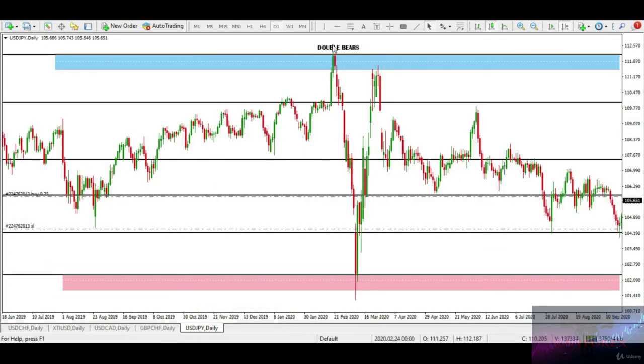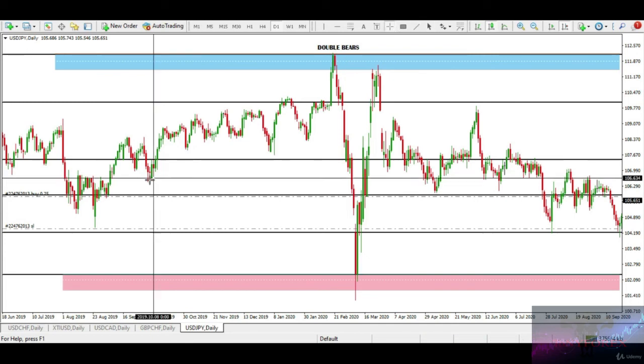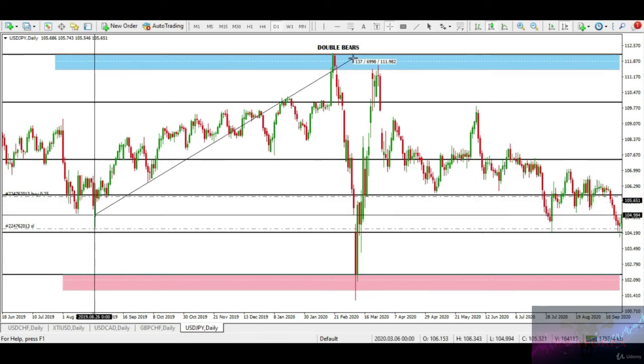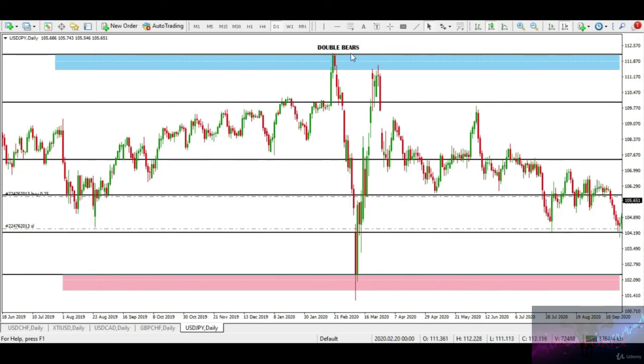Finally, the last example is of US dollar and Japanese yen. Once again, after a prolonged uptrend in terms of price and time, a double bears formation brought a sharp decline on this pair, as you see here. And this major decline terminated once a bullish engulfing pattern appeared later.